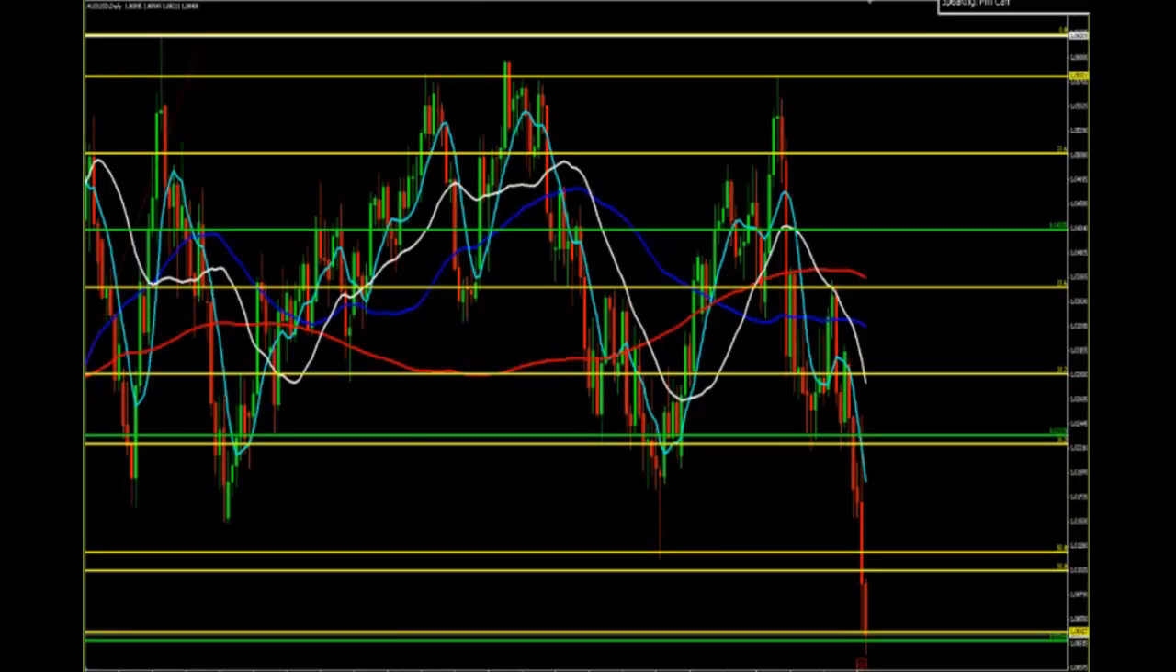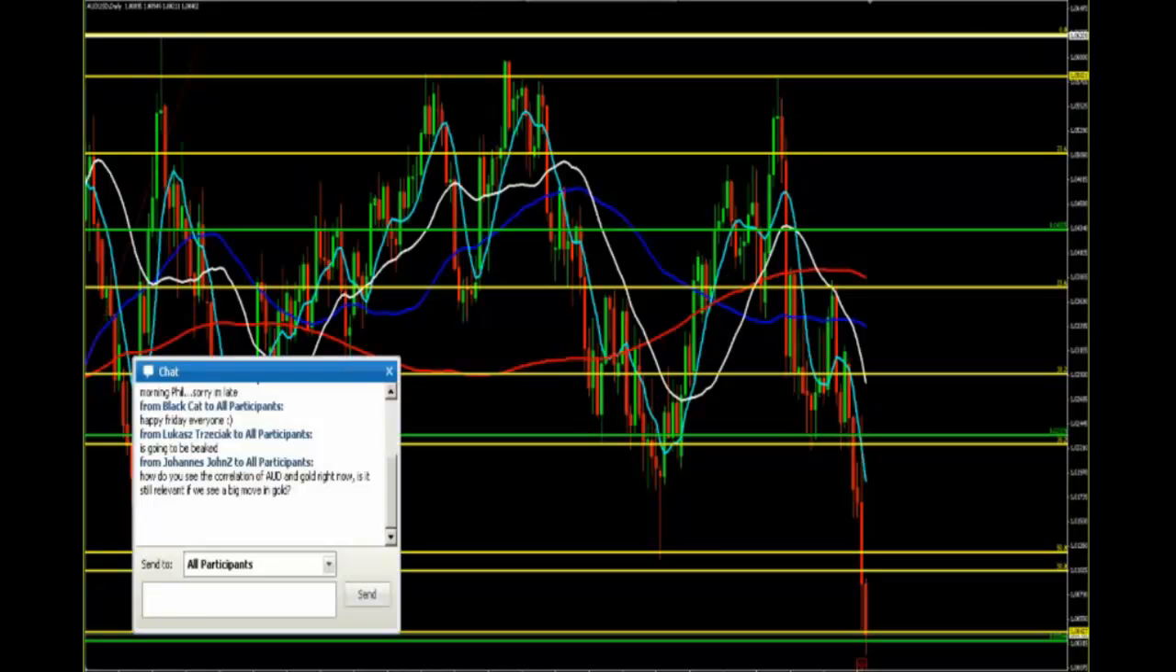Okay, good. So a question from Johannes there. How do we see the correlation of Australian dollar and gold right now? Is it still relevant if we see a big move on gold?